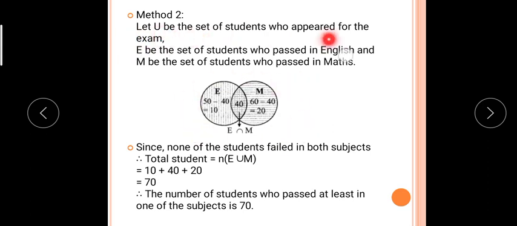If you are observing here, now listen, English, number of students who pass in English, number of students who pass in math, and in the intersection. So you will get 50 minus 40, that is 10. 60 minus 40, why is 40 subtracted? Because they are passing both, therefore we are subtracting it. And then 60 minus 40, that is 20. So 10 plus 40 plus 20, that is equal to 70.